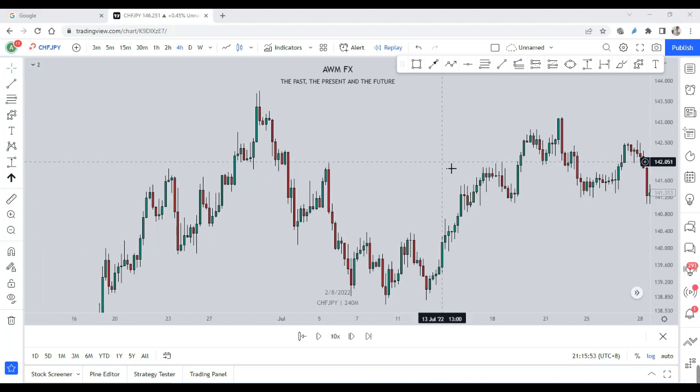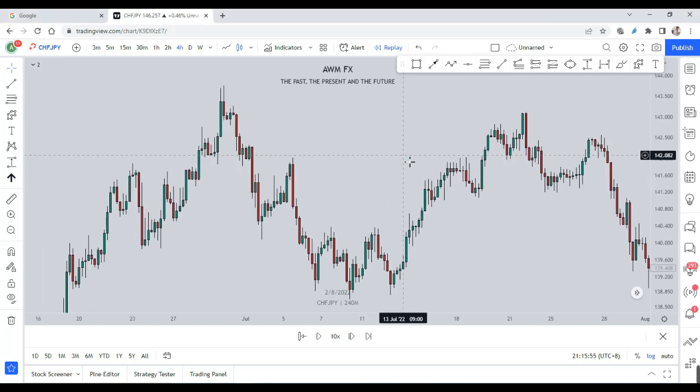So first of all, this is actually one of the questions that I posted in my group. I've asked a few questions. The first question is, where is the break of structure or the QML? It's actually very, very obvious. This is a very classical type of QML.